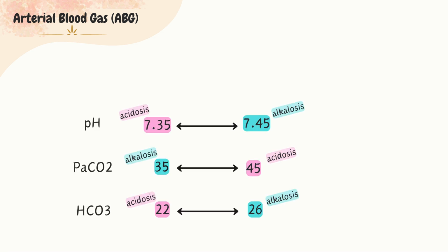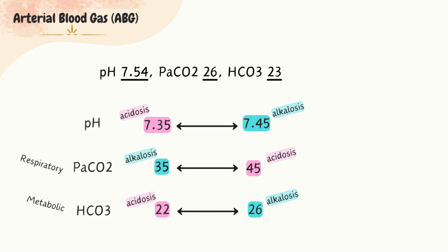Okay, let's begin. In our last video, we talked about before you start tackling the question, write out the normal values of an ABG and mark which side is acidosis and which side is alkalosis. And remember, CO2 is respiratory, and bicarb is metabolic. All right, let's take a look at question number 1.